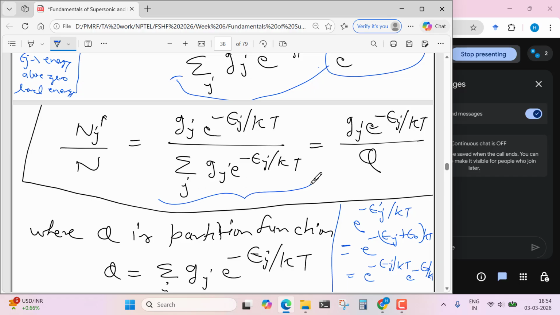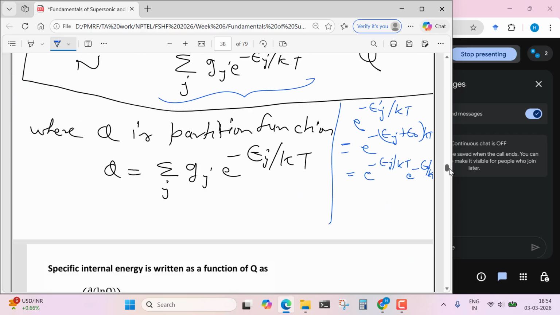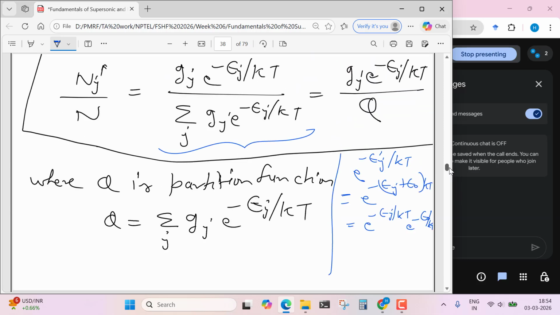This term sigma j gj e to power minus epsilon j upon kT is nothing but q partition function, and so it will equal to gj e to power minus epsilon j upon kT upon q, where q is the partition function and q is given by sigma j gj e to power minus epsilon j upon kT.